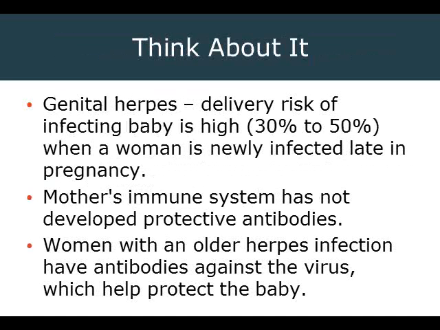So genital herpes, delivery risk to infecting your baby is approximately 30 to 50%, particularly when a woman is newly infected late during the pregnancy. The mother hasn't had the chance to develop those antibodies. And then women with older herpes infection have already got the antibodies, and that helps protect the baby.